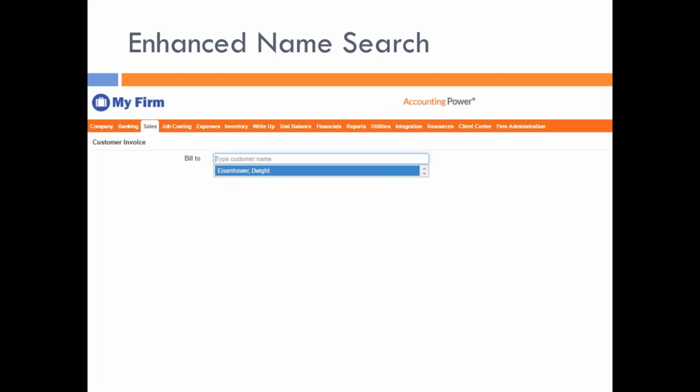And the reverse is also true. If the customer was entered as Dwight Eisenhower, but I didn't remember the first name, as soon as I typed EI, I would be able to find it. So this is a feature that makes it easier to go through and find different customers. As of now, it's just in the customer screen. I do not know yet if we're adding it to vendors. We haven't decided.